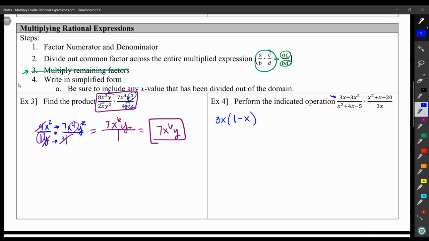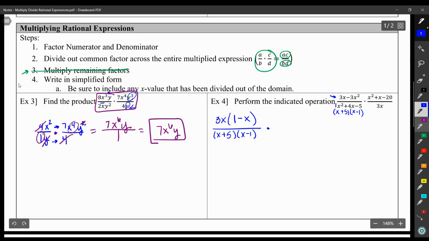Over on the denominator, x squared plus 4x minus 5. Hopefully by now you've kind of seen a pattern with this. If your a value is 1, your factoring is very easy to do. X and x. So I need numbers that multiply to negative 5 but add to a 4. So that means I have positive 5 and negative 1 as my factors. So x plus 5 times x minus 1.